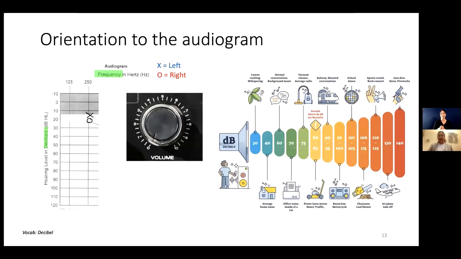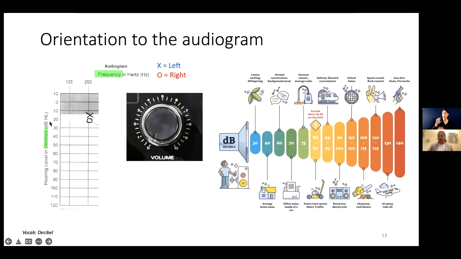So let's orient ourselves to this graph here. So I'm looking at this little sliver here of the audiogram. We have an X, which corresponds to the hearing level of the left ear, and an O, which represents the right ear. The height of these symbols on the audiogram indicate how loud sound needed to be for your child to hear it at this specific tone or frequency. The units of sound intensity, aka volume, are called decibels. And this is the abbreviation on the side, dB, decibels.